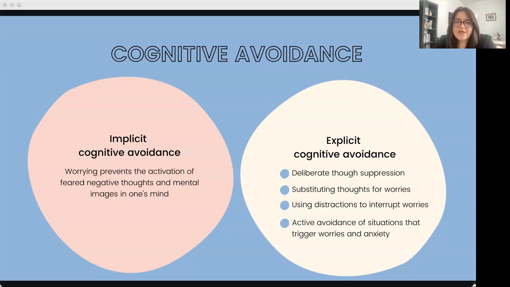Now, over time, this avoidance gets reinforced until it pretty much becomes the only mechanism that successfully decreases anxiety, albeit temporarily, because although cognitive avoidance, whether implicit or explicit, does decrease anxiety in the short term, and it does so quite effectively, it increases it in the long term by reinforcing the idea that one needs to avoid all thoughts, all emotions, or all situations that cause anxiety.